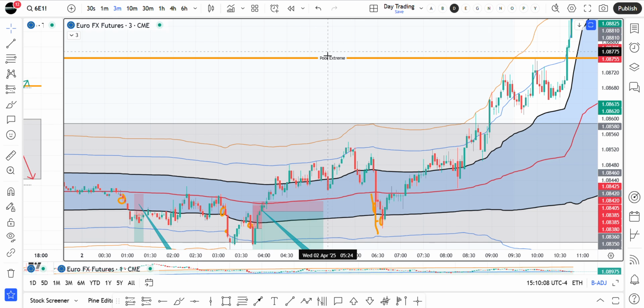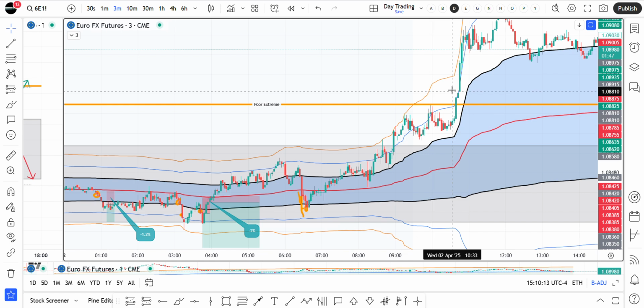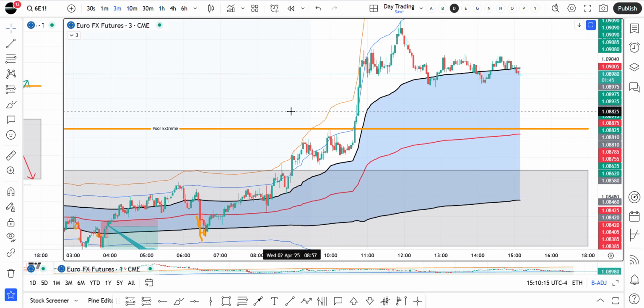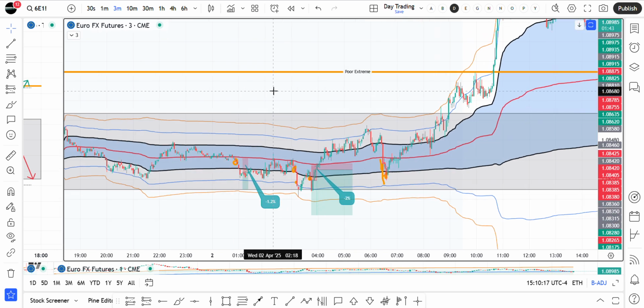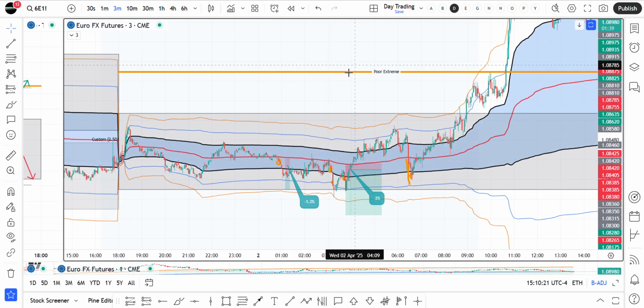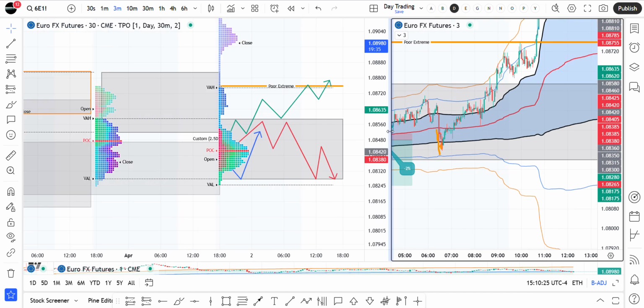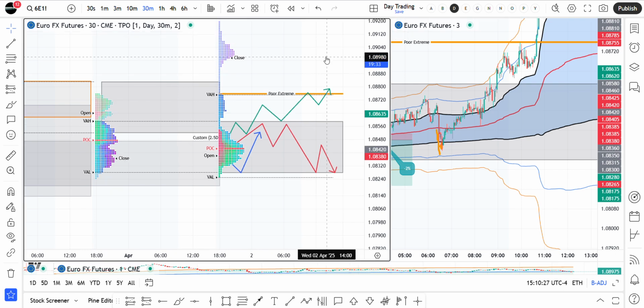So I should have been trading towards these poor highs. You see how it just glides through that after, just stays above. Should have been long from down here, trading into poor highs. Okay, that's my Euro futures.